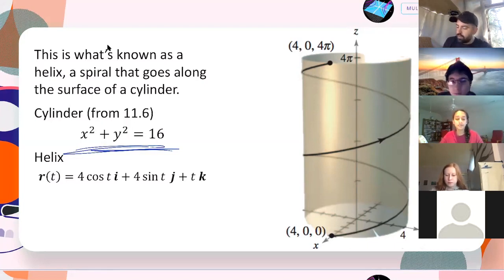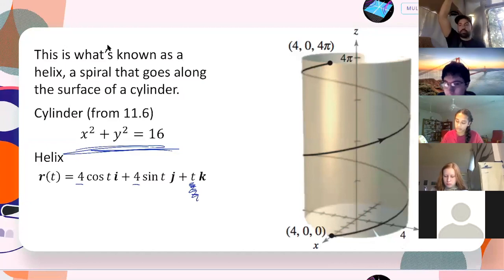Okay, and notice if we were to change the coefficients, that would just change the radius. If we were to start messing with this, it's going to change how fast it goes up. If this was 2t, it's going to be stretched out farther. If this was 1/2 t, it's going to be compressed, the spring or the coil or whatever.